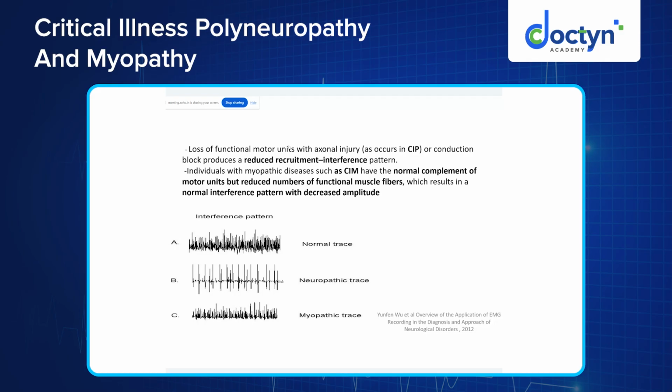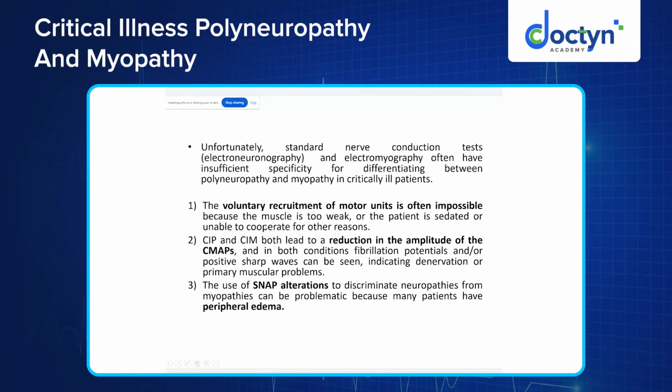So you go for electromyography if it is a normal trace. Individuals who have myopathic diseases with CIM can have a normal interference pattern, but with a decreased amplitude. The voluntary recruitment of motor units is often impossible because the muscle is too weak. The patient is not able to cooperate.